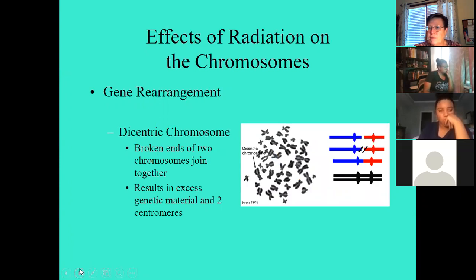The next type of gene rearrangement is called a dicentric chromosome. A dicentric chromosome occurs when the broken ends of two chromosomes join together, giving you one chromosome location with a lot of extra material and two centromeres, and then other acentric fragments just floating around. So for example, you had the ends broken off of two chromosomes, you had two acentric fragments that are lost, but then these two larger chromosomes join together. Here's an example where we see two centromeres. So that is a dicentric chromosome. You've got excess genetic material and two centromeres at one location, and at another location, you basically have just acentric fragments floating around.